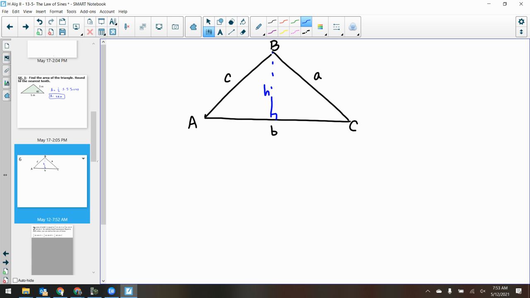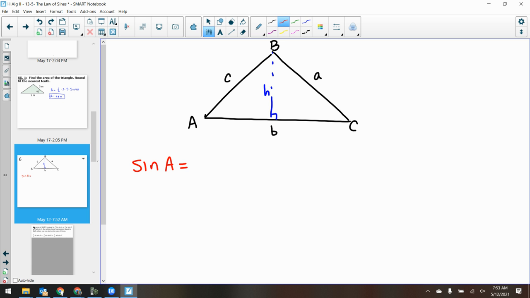So let me ask you this. Actually, I don't even need to use a theta. I'm just going to use the capital letter A. What is the sine of A? What is the sine of capital A? In terms of the little triangle that it was broken up into. What is the sine of A?